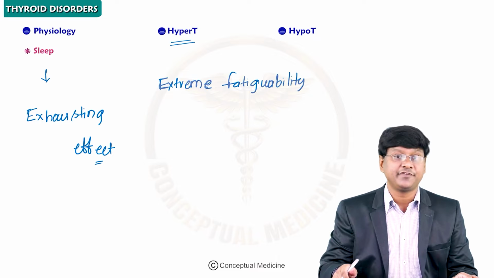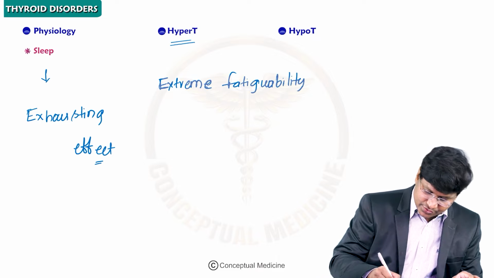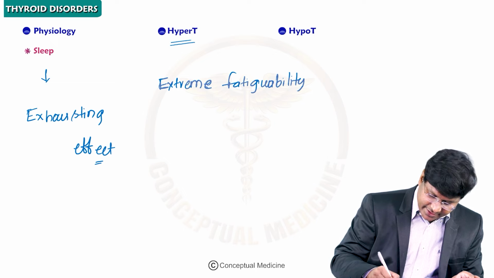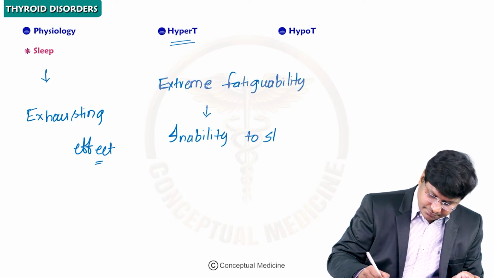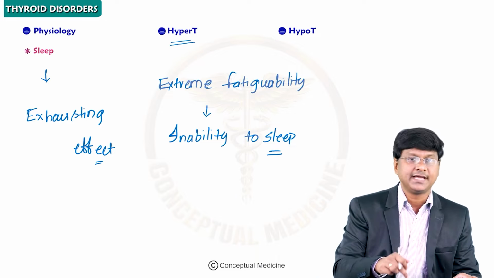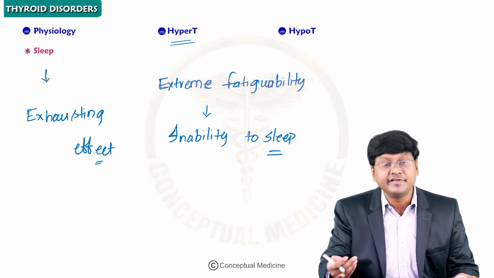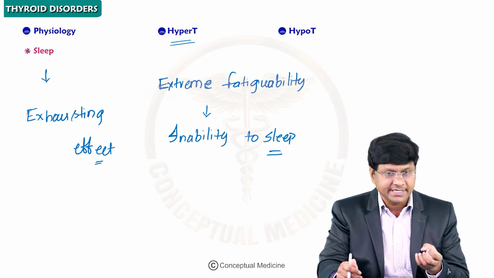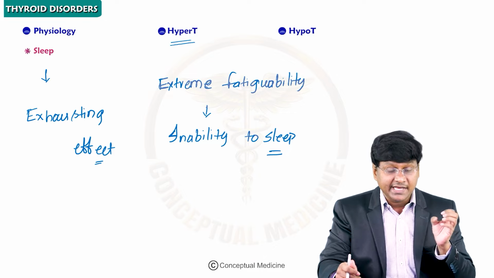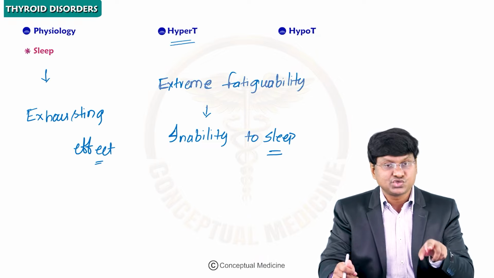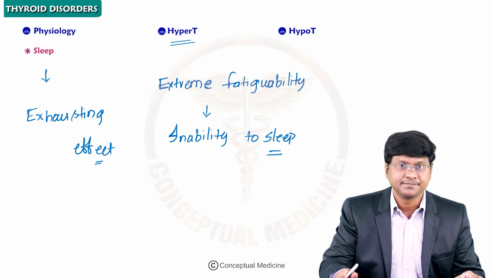There is extreme fatigability, but the individual will have inability to sleep. That is what you will have in patients with hyperthyroidism. They'll have difficulty in sleeping. Why? Because in hyperthyroidism, the increased thyroid hormone will excessively stimulate the cerebral neurons. So even though the individual is extremely fatigued, the individual cannot sleep.